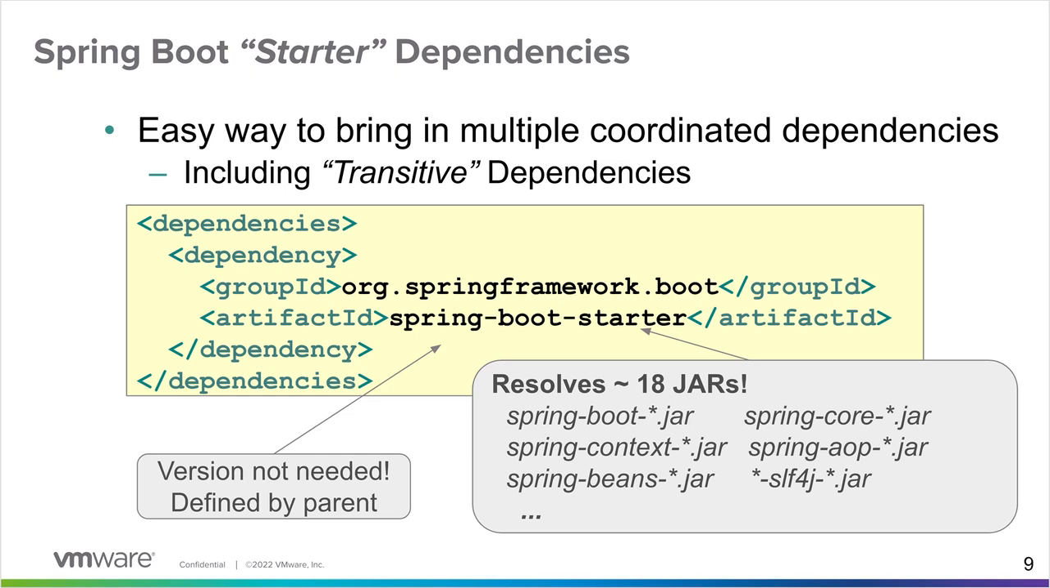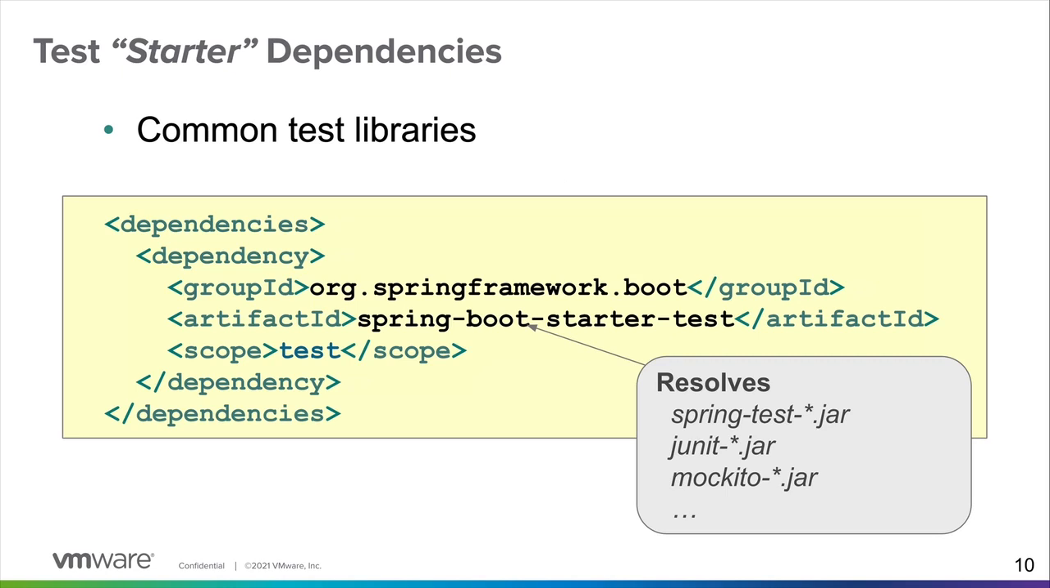That includes the Spring Boot jar file, the Spring context, the Spring beans, the Spring core. Those are going to be more than 18 jars. Just one dependency will pull in 18 dependencies. So it simplifies dependency management quite a lot. And you will find starters for every part of your application.